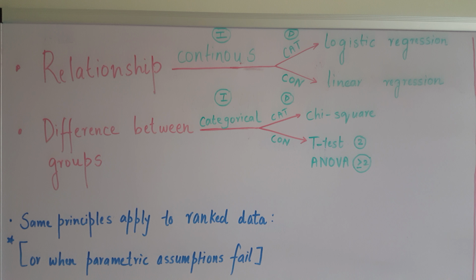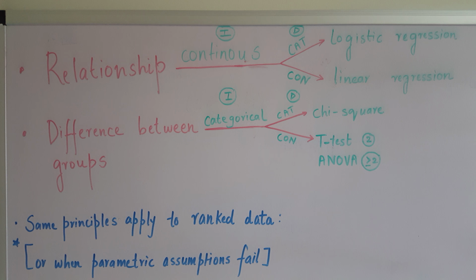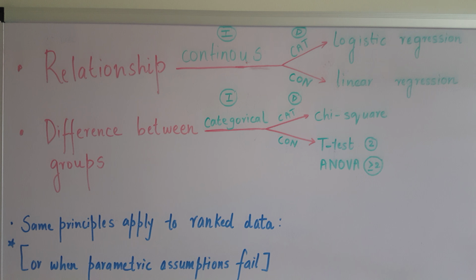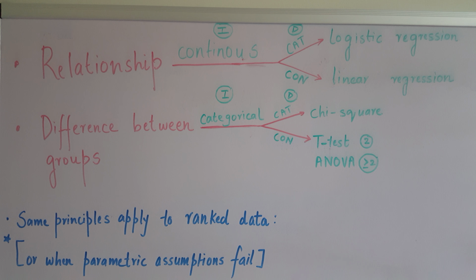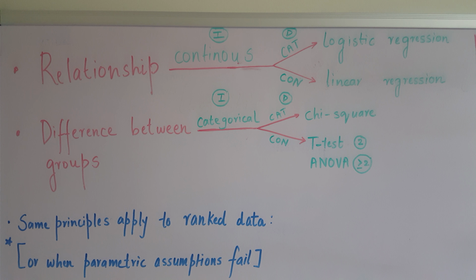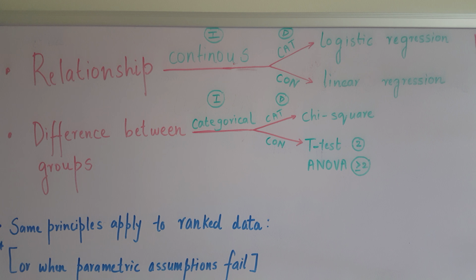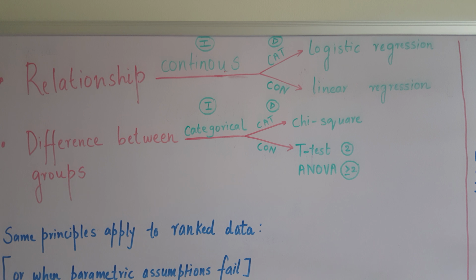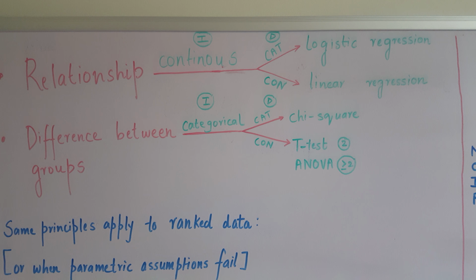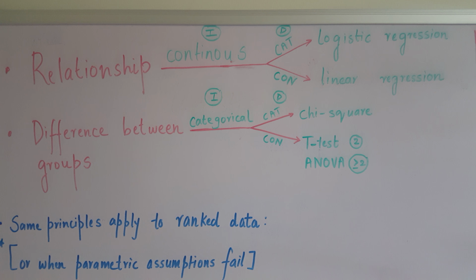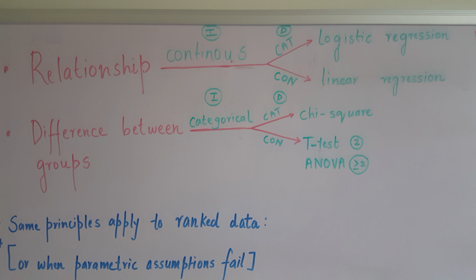Now, the type of statistical test that you use depends upon what you want to see. Are you trying to see a relationship, or are you trying to see a mean difference between the groups? You can only see a relationship if your independent data is a continuous data. So let's say you have a variable age, which is continuous.